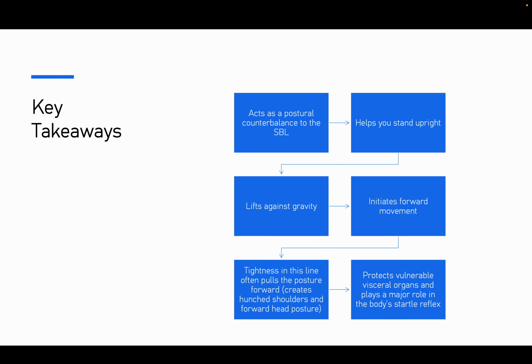So some key takeaways from the superficial front line are that it's going to act as a postural counterbalance to the superficial back line. It helps you stand upright and lifts against gravity. It's going to initiate forward movement, and tightness in this line will often pull the posture forward, which is going to create hunched shoulders and a forward head posture like we talked about. And it's going to protect vulnerable visceral organs and plays a major role in the body's startle reflex.